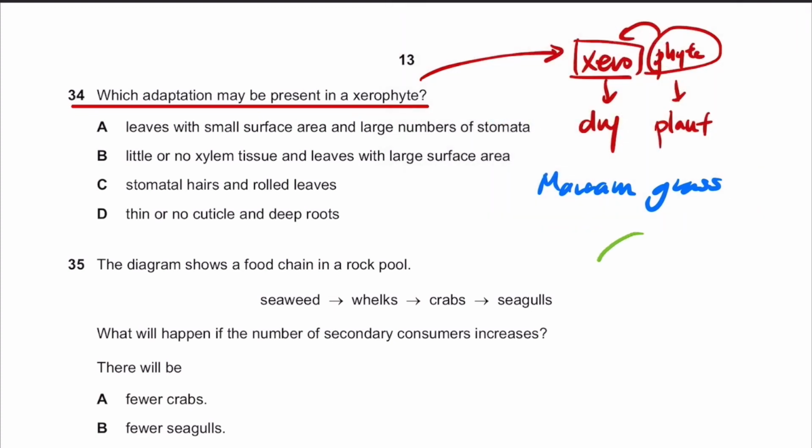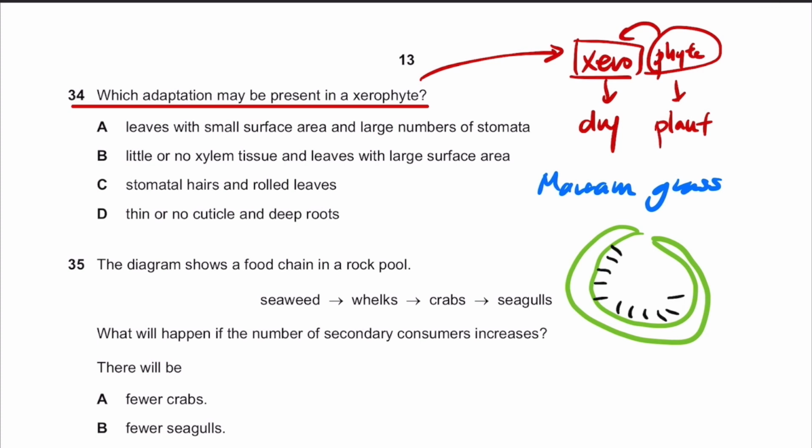Marram grasses are plants that have rolled leaves. The rolled leaves have hairs inside, and these hairs prevent the water vapor from going out of the leaf, so it stays inside the leaves. So this is how they conserve the water.